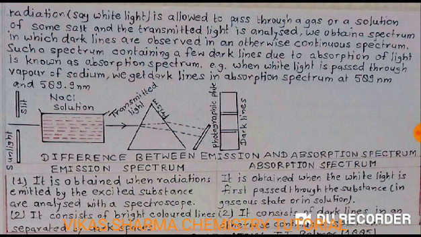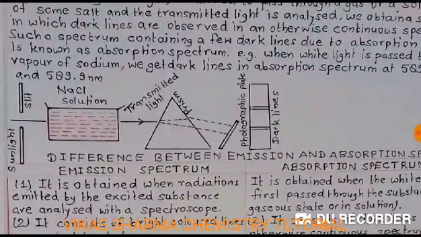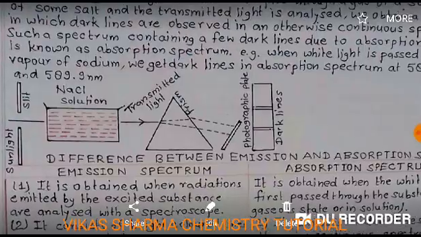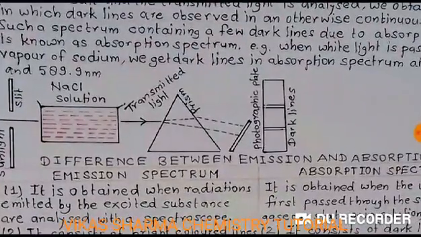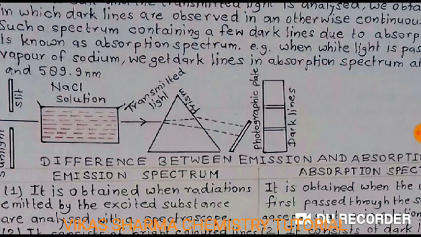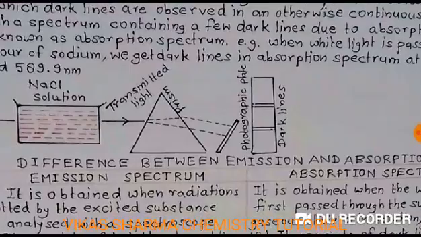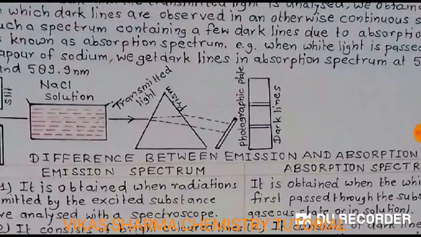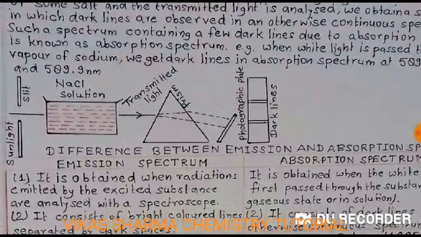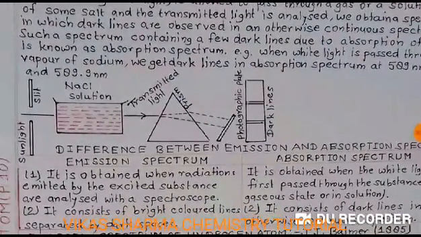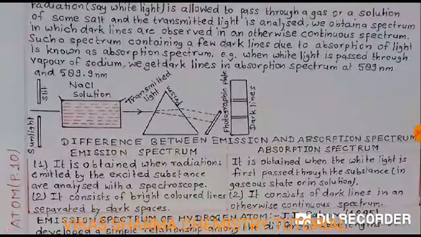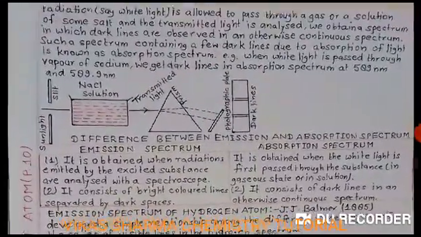Example, when white light is passed through vapor of sodium, we get dark lines in the absorption spectrum at 589 nanometer and 589.9 nanometer. Student, you have seen the setup on the display. They pass the sunlight through the slit, sodium chloride solution, and the transmitted light goes through the prism. They are showing the photographic plate, the dark lines. So we can say that this type of atom belongs to sodium because the wavelengths are 589 nanometer and 589.9 nanometer.